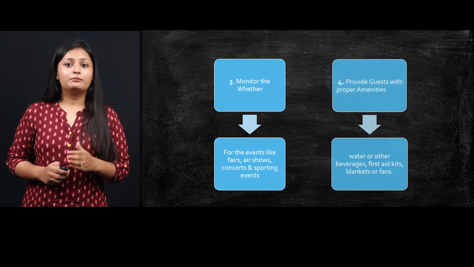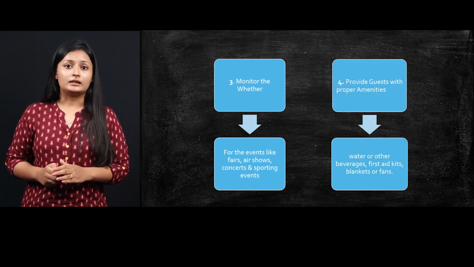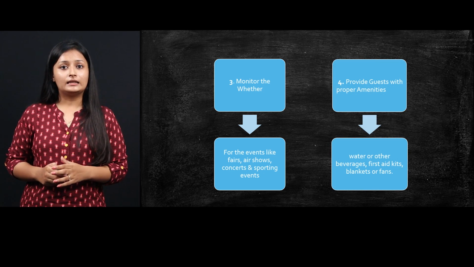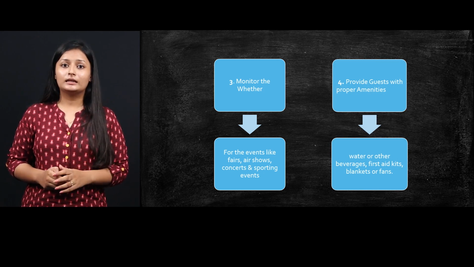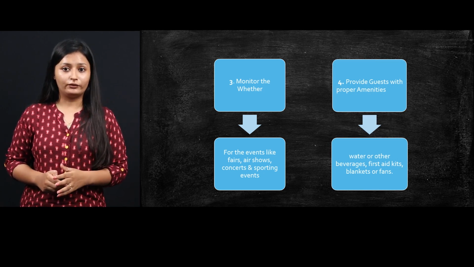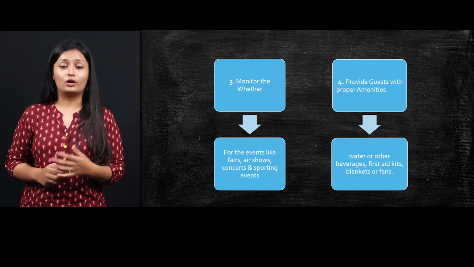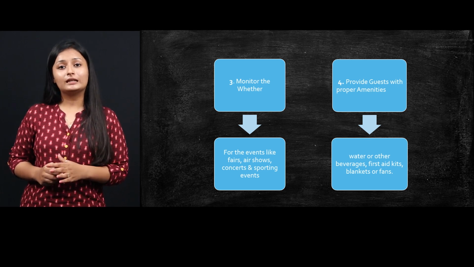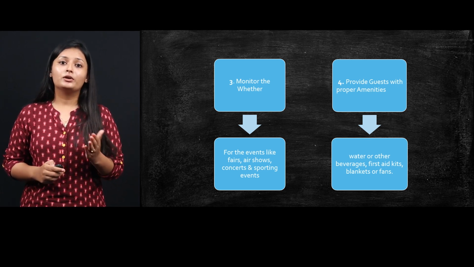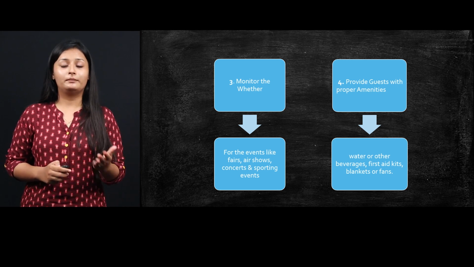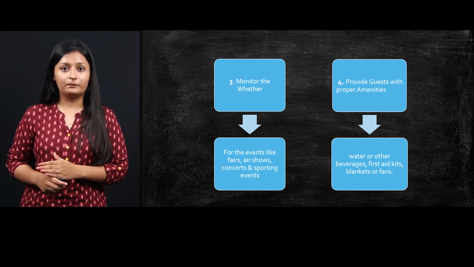The next one is provide guests with proper amenities. Now regarding outdoor planning details, there are very minute details which need to be taken care of. For example, water or beverages or refreshments or the first aid kits, as well as, depending upon the weather, the provision for the blankets as well as fans and lights.